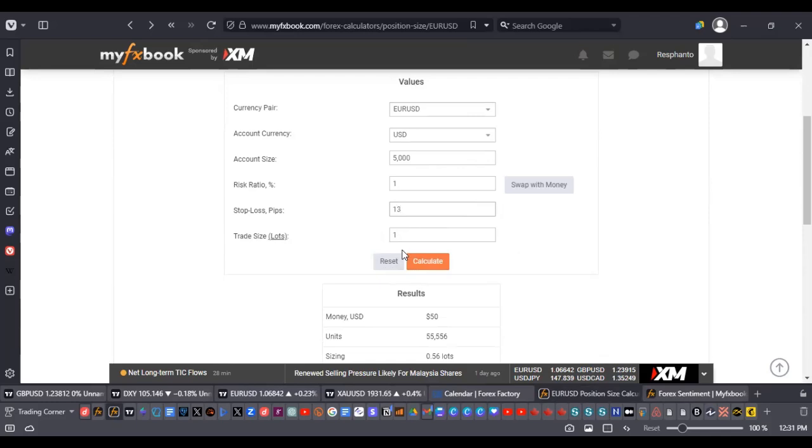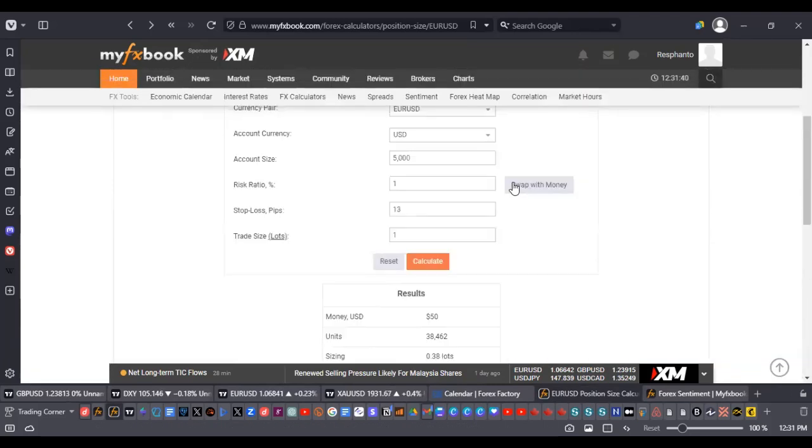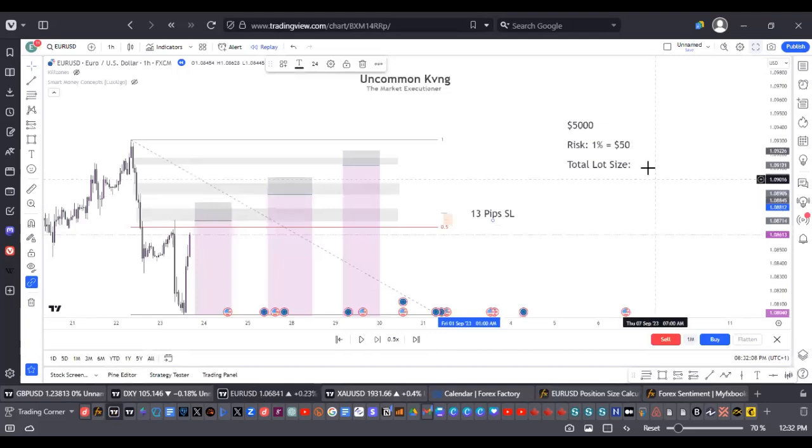Now we have 3 positions. If it were to be one position, we'll be using 0.38 lot size for that one position. But as we have it right now, we have 3 positions. So at this point, we're going to put in 3. So when we click here, you'll find out that for the 3 positions based on 13 pip stop loss, we're going to be using 0.13 lot size per each of those executions we're going to be making, right?